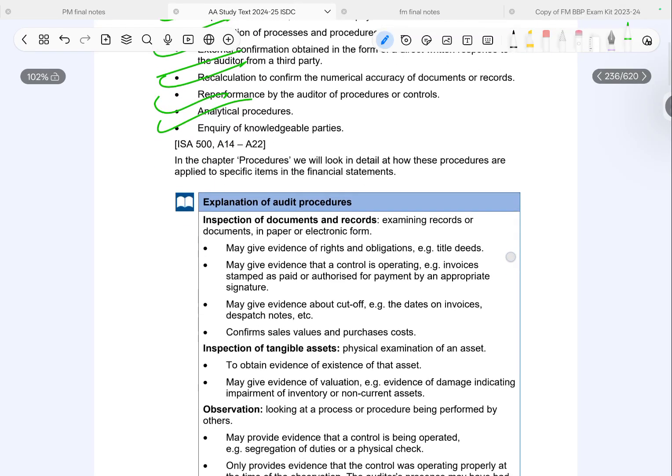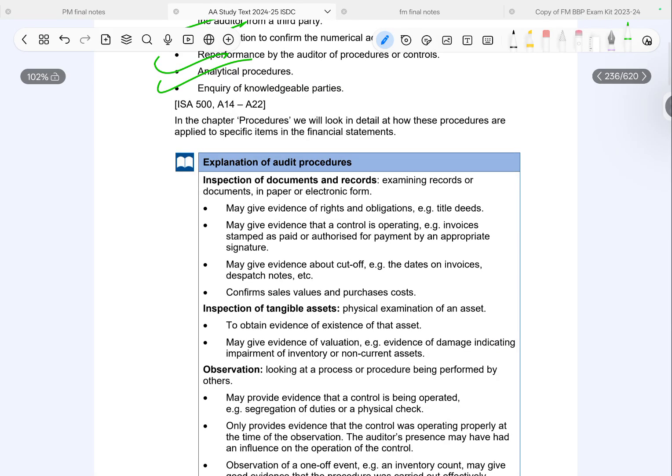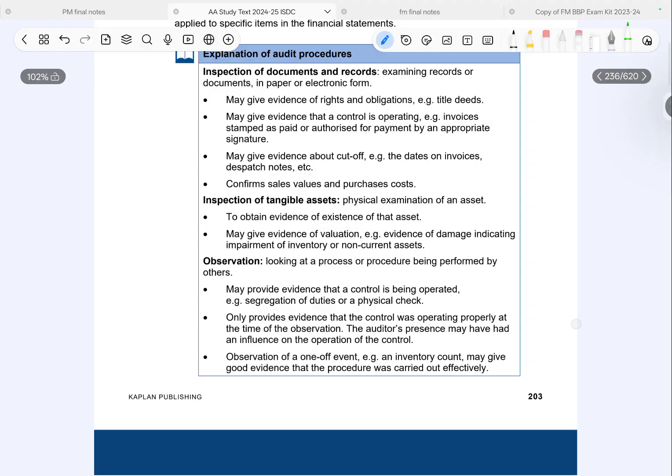When auditors physically check an asset like inventory, that's inspection of tangible assets, mainly to confirm existence and sometimes even valuation. Observation means watching a process being performed like an inventory count, but remember it only proves the control worked at that moment.